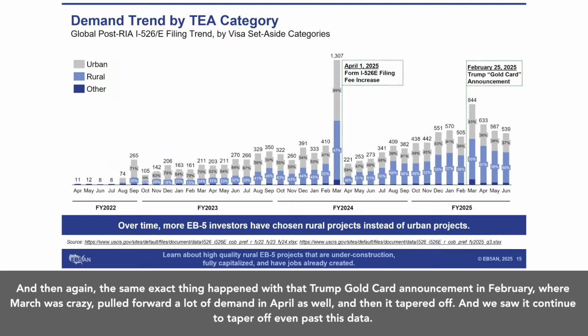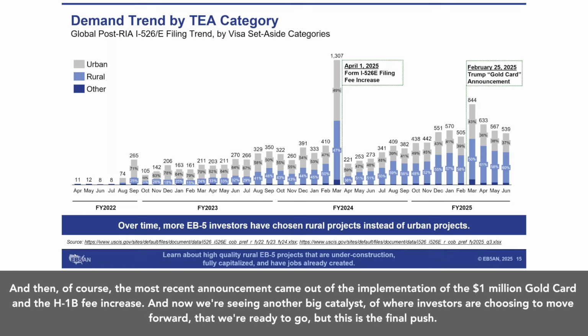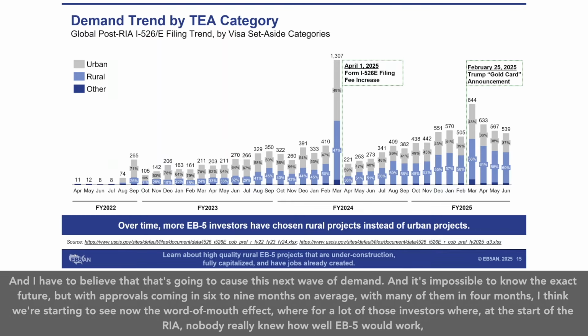And we saw it continue to taper off even past this data. And then, of course, the most recent announcement came out of the implementation of the $1 million gold card and the H-1B fee increase. And now we're seeing another big catalyst of where investors are choosing to move forward, that we're ready to go, but this is the final push. And I have to believe that that's going to cause this next wave of demand.